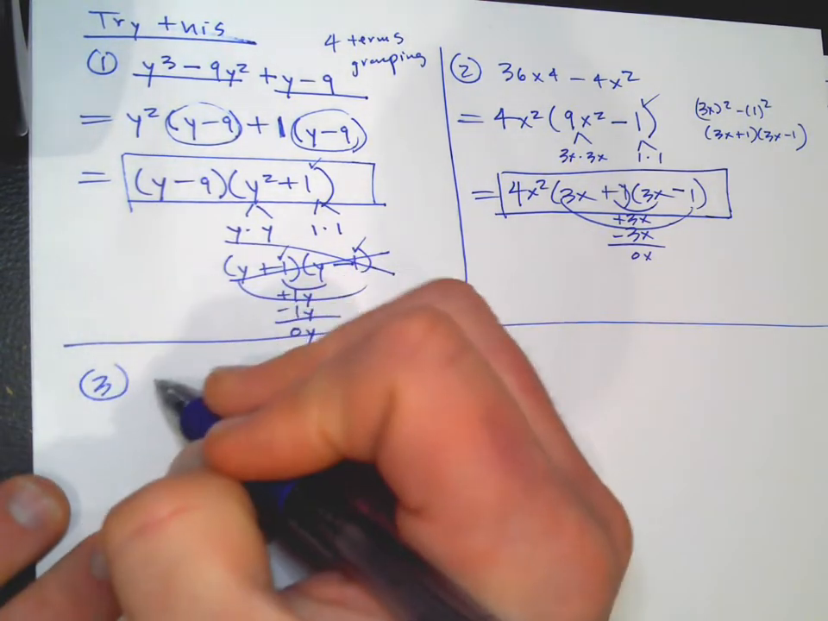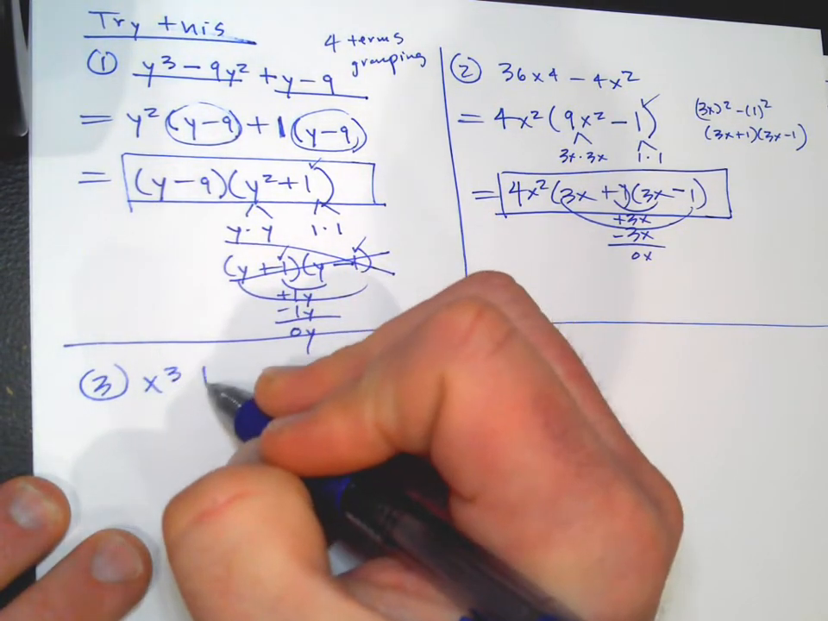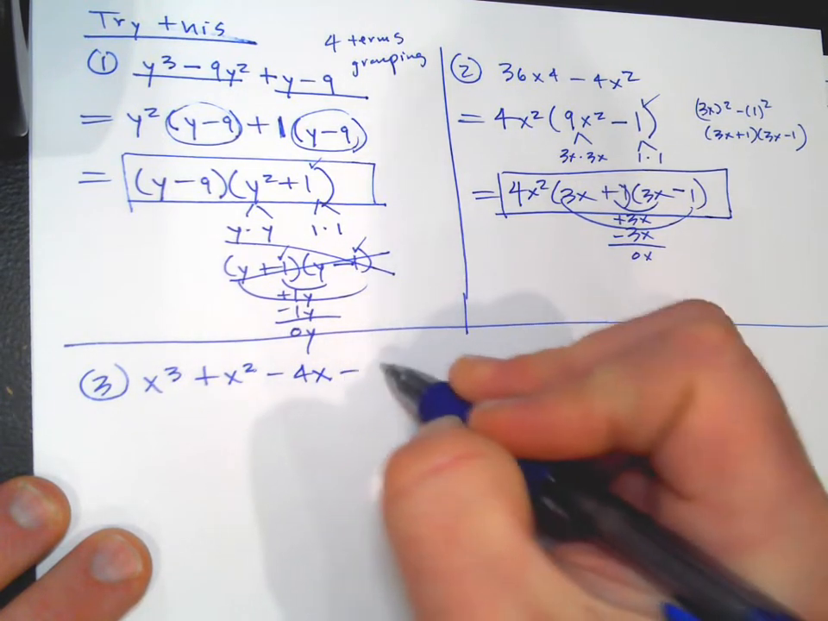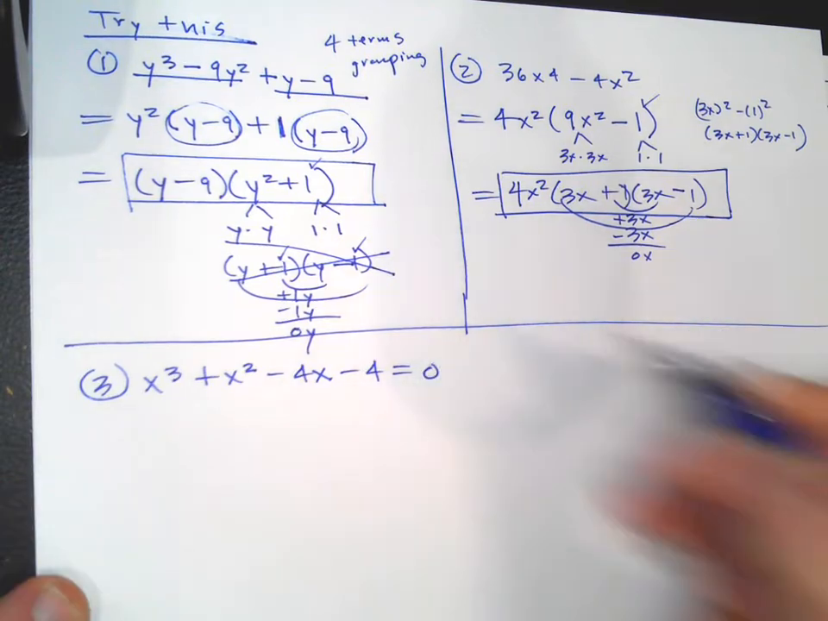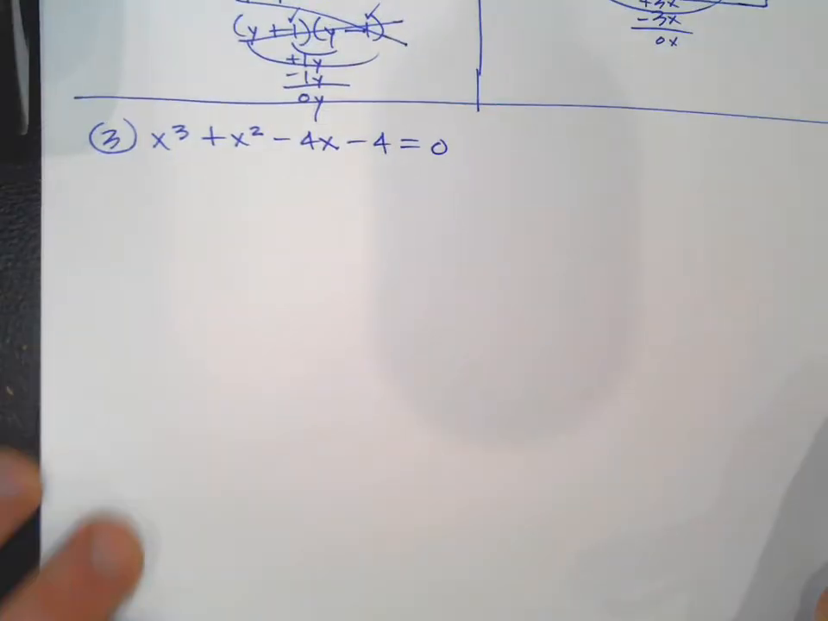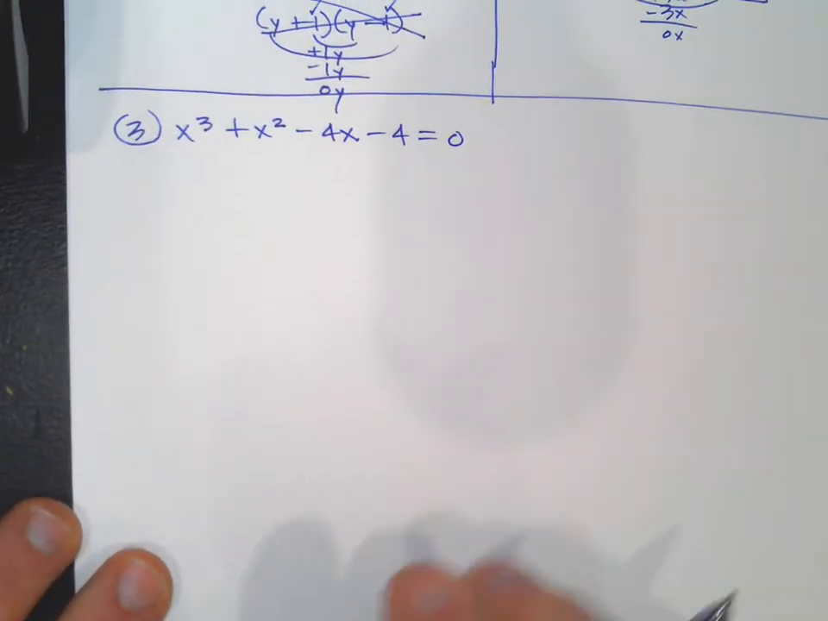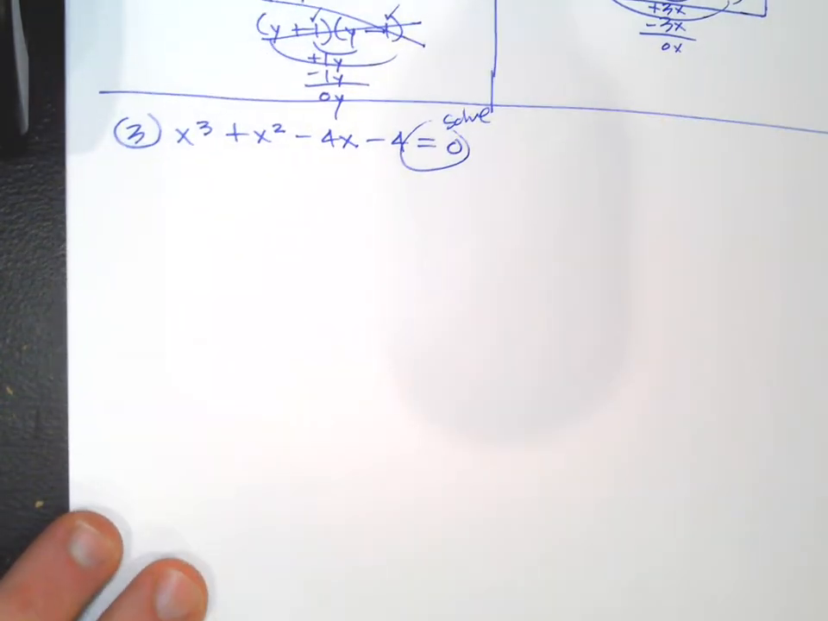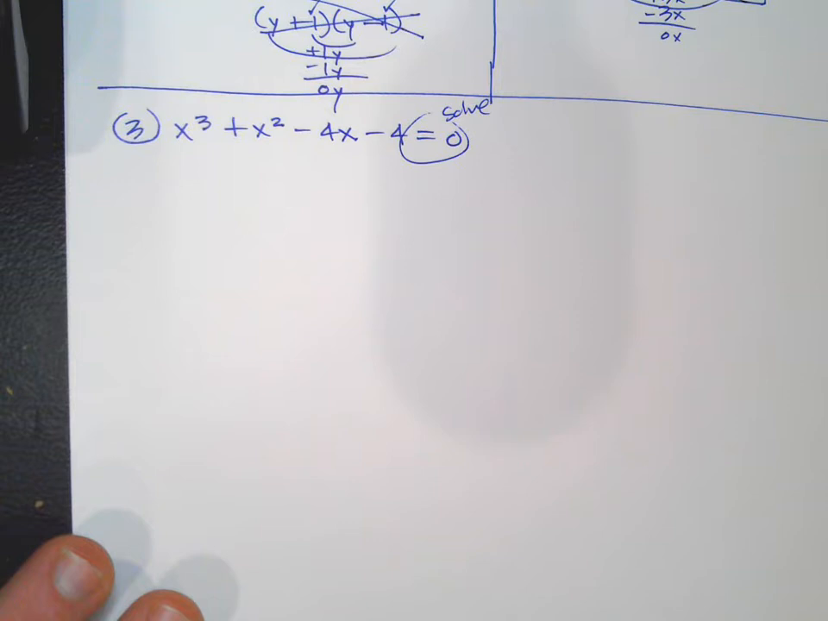Okay, last one. x cubed plus x squared minus 4x minus 4 equals 0. See if you can do this one on your own. Now, right away, you should notice there's an equal sign. You're going to need to solve the problem. Okay, but you got to factor it first. Pause the video, see if you can do it.